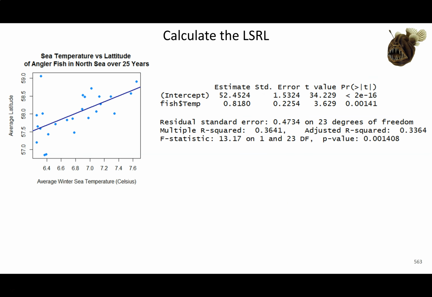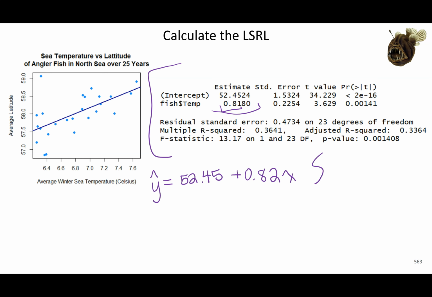To calculate the least squares regression line, run it in R, and it will give it to you right there. First, you can say y hat is equal to my y-intercept, 52.45. I'm only rounding to 2 places here. Always round to at least 2. Plus 0.82 times x. If I do it this way, I need to say y hat is my predicted latitude, because that's my response, and x is my average sea temp.